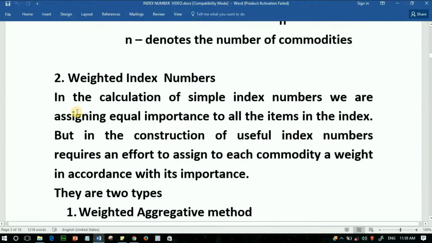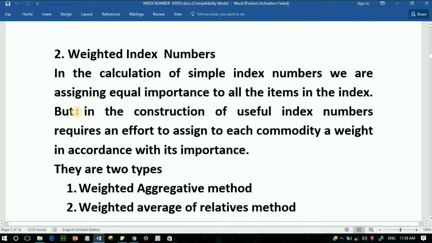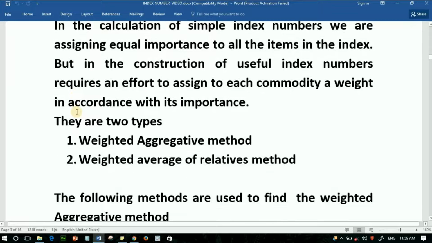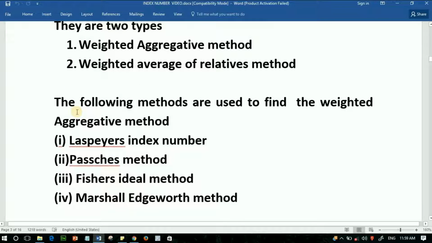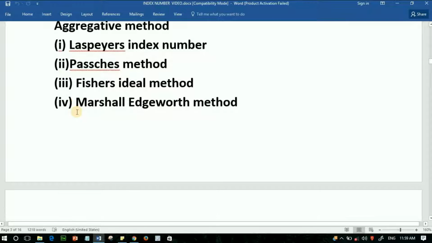In the calculation of simple index numbers, we assign equal importance to all the items in the index. But the construction of usual index numbers requires an effort to assign to each commodity a weight in accordance with its importance. They are of 2 types: 1. weighted aggregative methods and 2. weighted average of relatives methods. In weighted aggregative methods, there are mainly 4 methods: Laspeyres index number, Paasche's method, Fisher's ideal index number method, and Marshall-Edgeworth method.